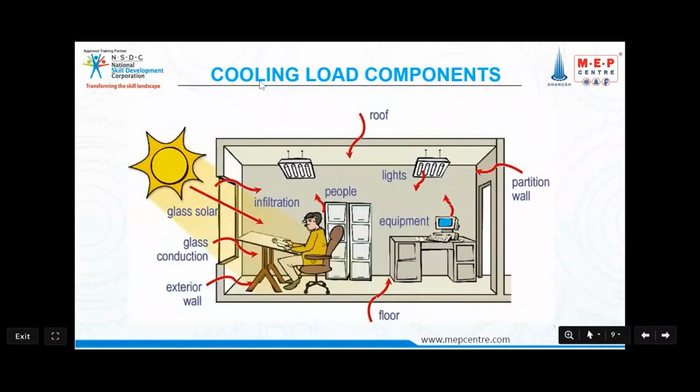Now, these are the cooling load components. In the first class, we discussed the heat in the room. The maximum source of heat is from the sun. So how does this heat travel to the room? It travels from the roof, the glass, the exterior walls, or the ceiling and partitions. There is also internal heat from lights, people, and equipment. This heat travels from outside to inside through different materials.